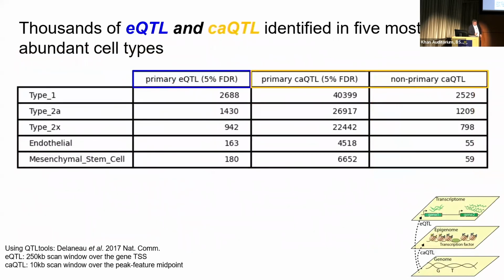And so the table here represents the different cell types on the y-axis and the different categories, either eQTL in blue, and you can see we're getting a few thousands of these, and it's based on the abundance of the cell type. So the more of the nuclei that we get, the better power we have to detect QTL. But the CA-QTL, we get orders of magnitude more, right? So there are much larger, I think, genetic effects on chromatin accessibility than on gene expression.